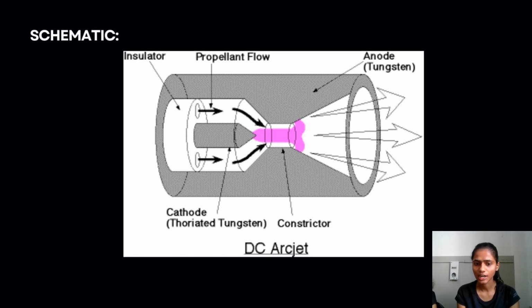DC arc jets are a relatively mature technology, and they have been sent on a number of spacecraft. For example, the Messenger spacecraft, which orbited Mercury from 2011 to 2015, used a DC arc jet for station keeping.